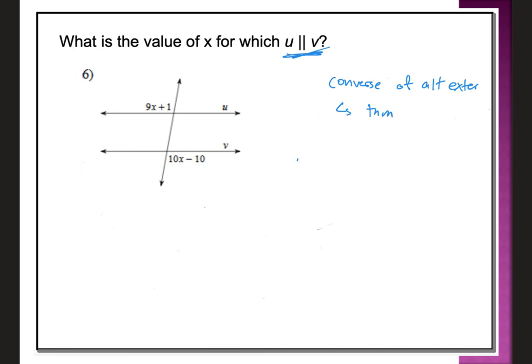So I'm going to set these two equal to each other. And then you solve from here. Minus 9, minus 9x, plus 10, plus 10. And then you have 11 is equal to x, and that is the value of x that would make these two angles congruent, thus satisfying the converse of alternate exterior angles theorem.